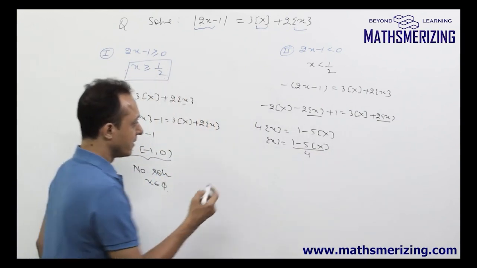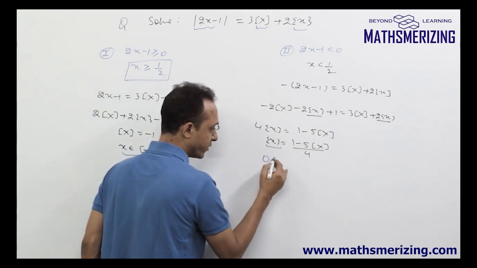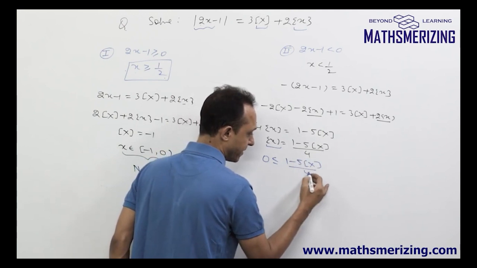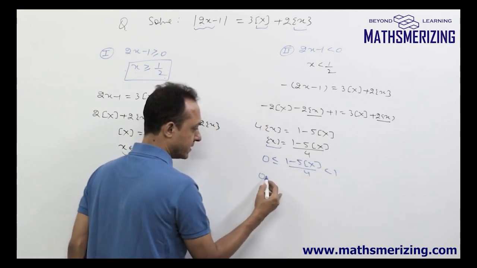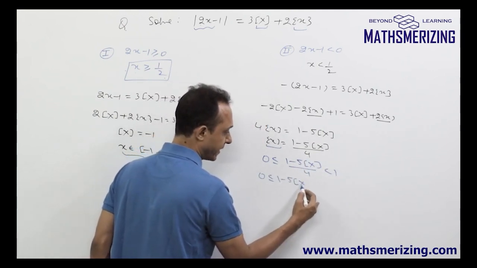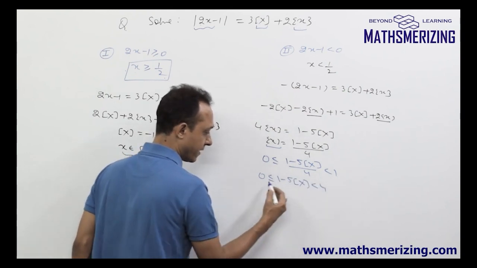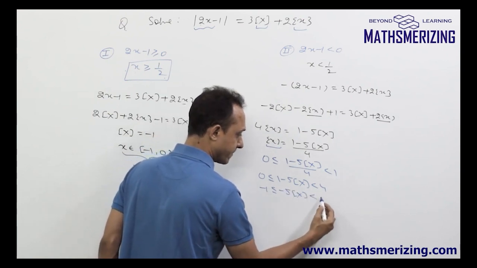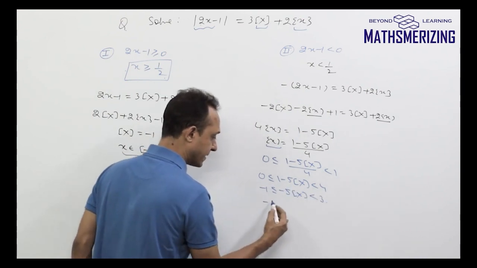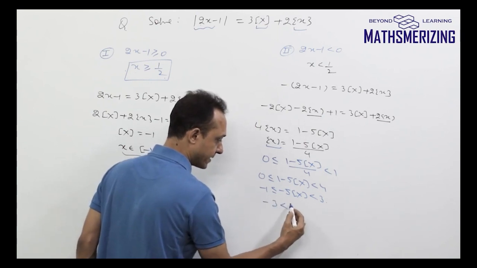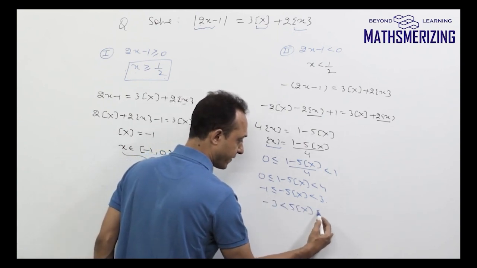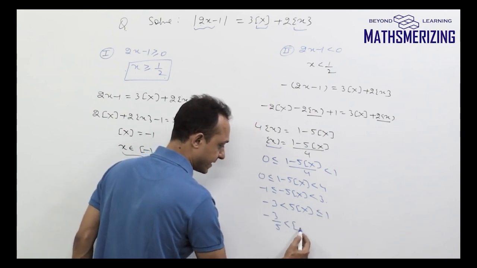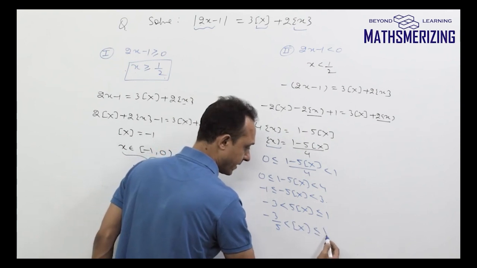Now again, we know this function is restricted. Its value will lie between 0 and 1. So 1 minus 5 greatest integer function of x, divided by 4, will lie between 0 and 1. So it will be 0 less than or equal to 1 minus 5 greatest integer function of x, and then 4. If I subtract 1, minus 1, minus 5 greatest integer function of x. And if I multiply it by 4, I'll get minus 4. So minus 1, I'll get minus 3 is less than 5 greatest integer function of x is less than or equal to 1 divided by 5. So minus 3 by 5 is less than greatest integer function of x is less than 1 by 5.